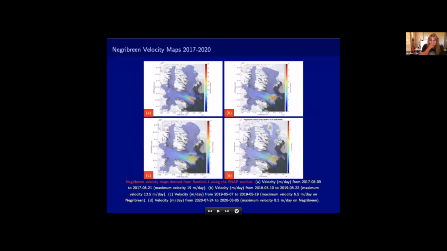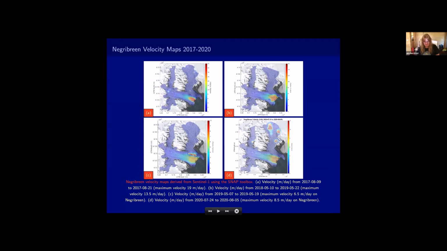We have made velocity maps from Sentinel-1 using the SNAP toolbox, which of course pales in comparison to what Adrian does. However, you can see how the surge expands going from 2017. This is not the fastest map, it was 22 meters in July, just a couple of days, well, a couple of Sentinel sets before that.